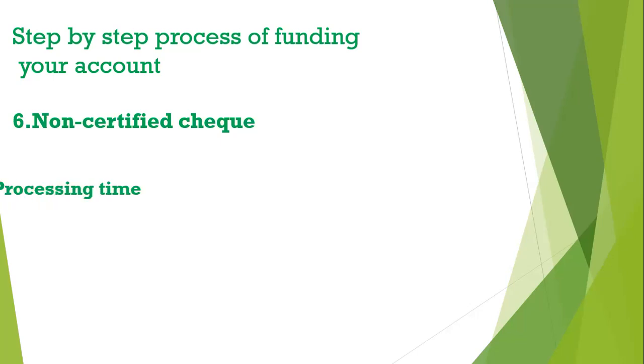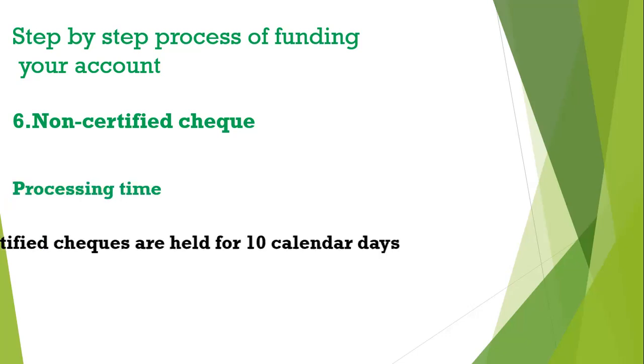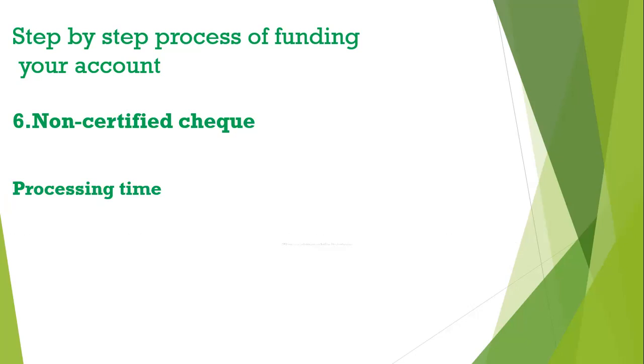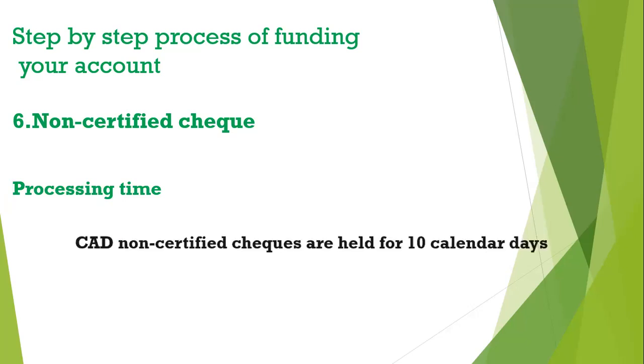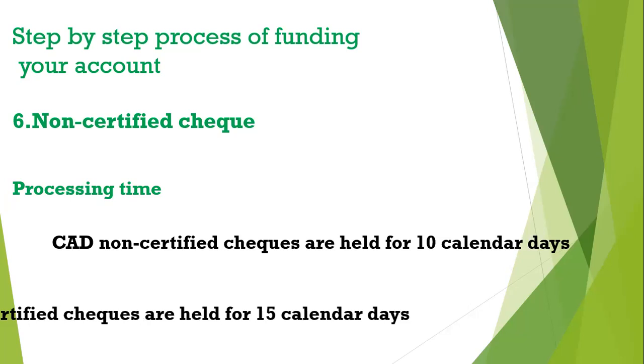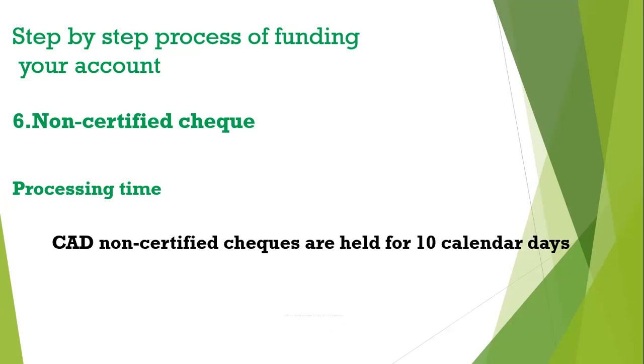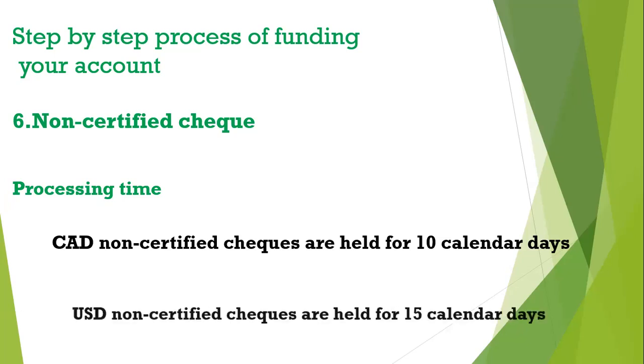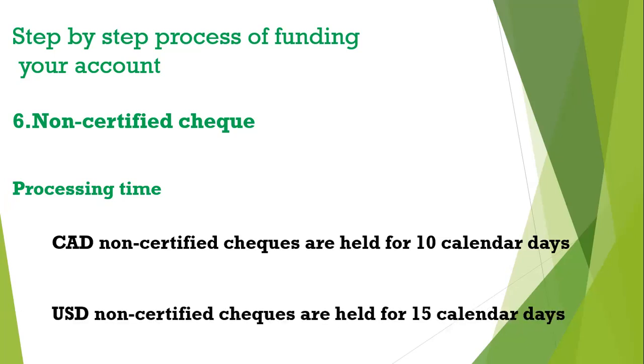Processing time for non-satisfied checks varies from country to country. For Canadian, they say it takes 10 calendar days to process, because they need to really verify that someone did not just wake up and write a certified check, or not certified check, and send it in when the money is not actually there. For USD, it takes 15 calendar days.